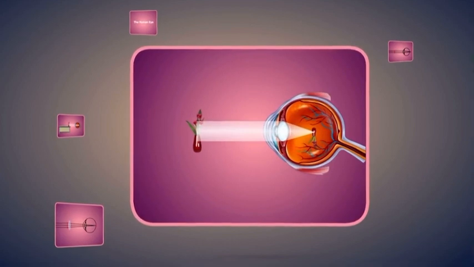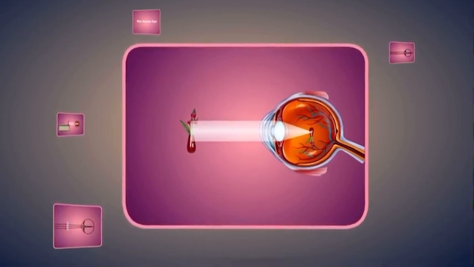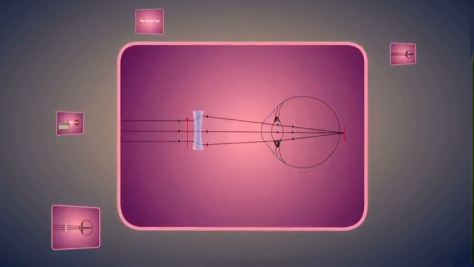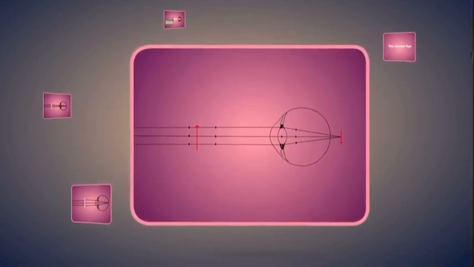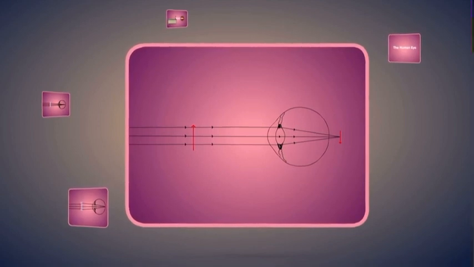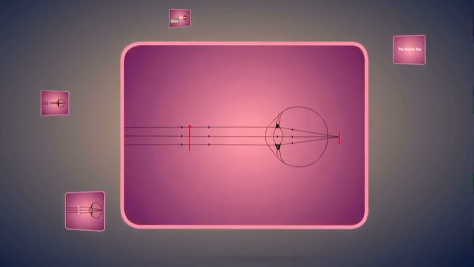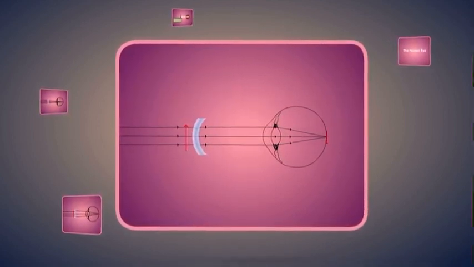In myopia, far-off objects cannot be seen clearly. This can be corrected by using concave lens. In presbyopia, both nearby and distant objects cannot be seen clearly. This can be corrected by using bifocal lens.